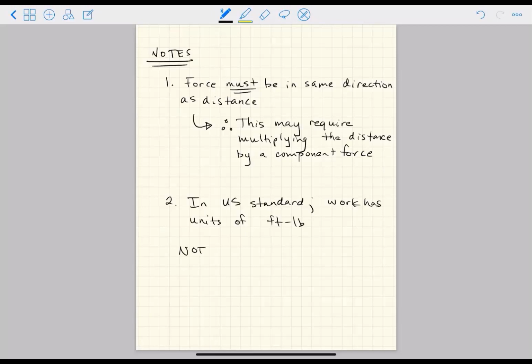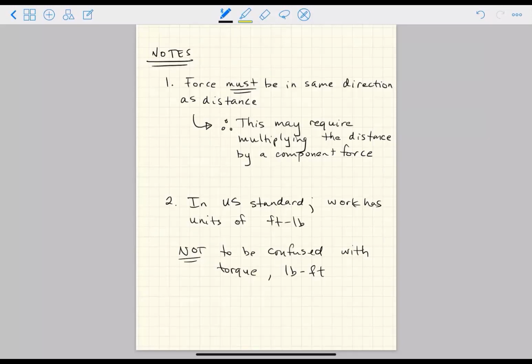This is not to be confused with torque. Okay, these are two completely different things, and most of the time you will see that as pound-feet. So yes, essentially the same units, but they are two very different concepts.